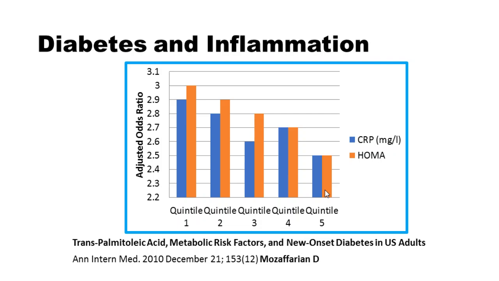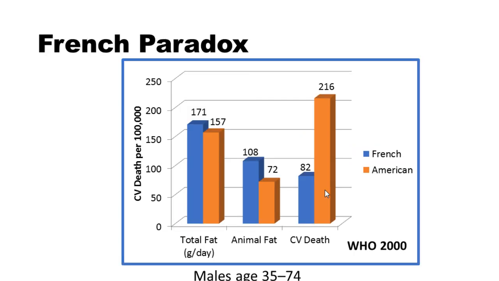Inflammation, because we know now it's not a matter of sort of clogging up the arteries, but it's actually an inflammatory disease. You can look at CRP or HOMA, which is a measure of insulin resistance. And again, quintile 5 is far less. So the people who eat the most saturated fat have less inflammation and less insulin resistance. And of course, we actually knew all this.